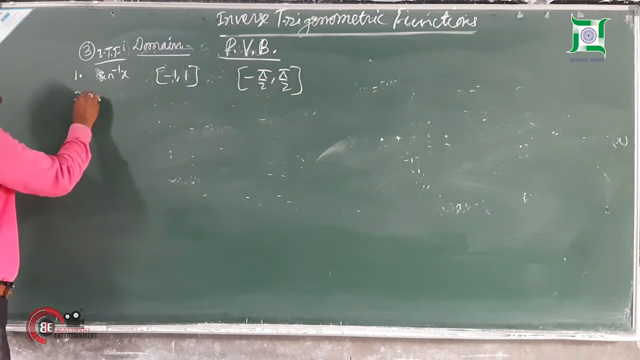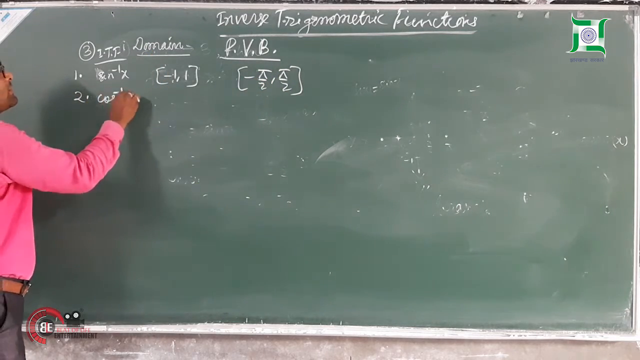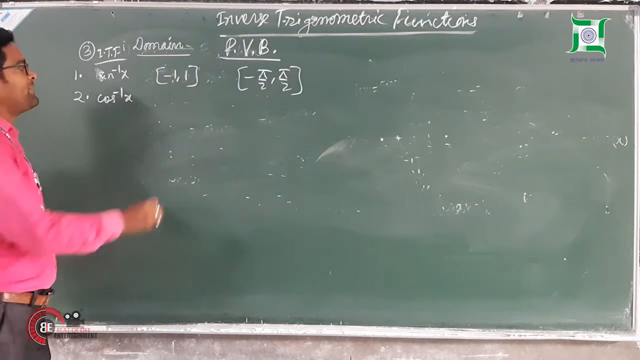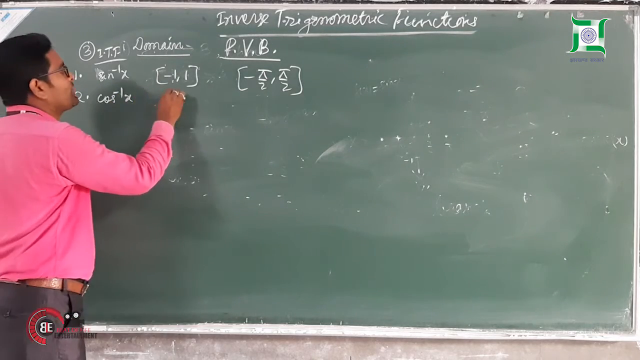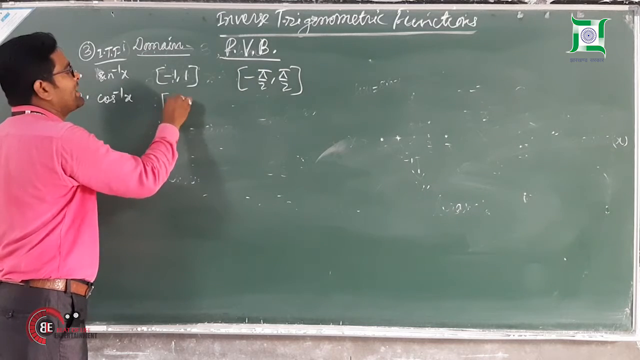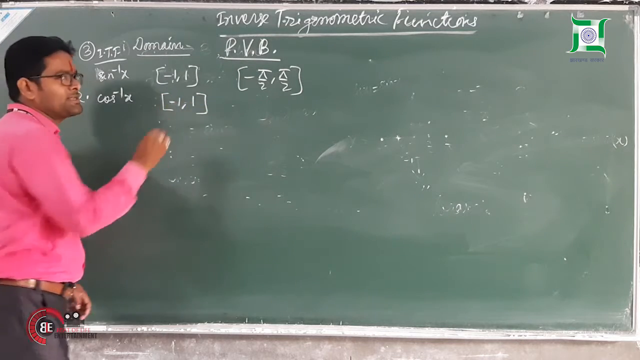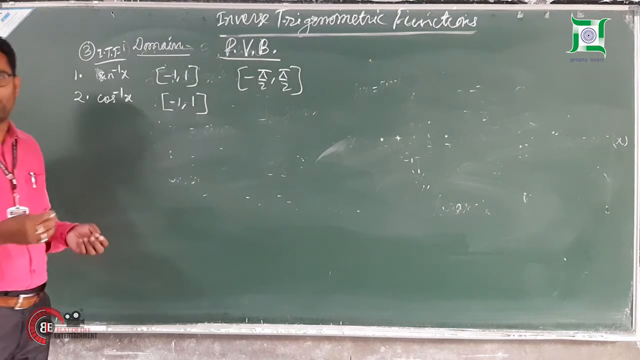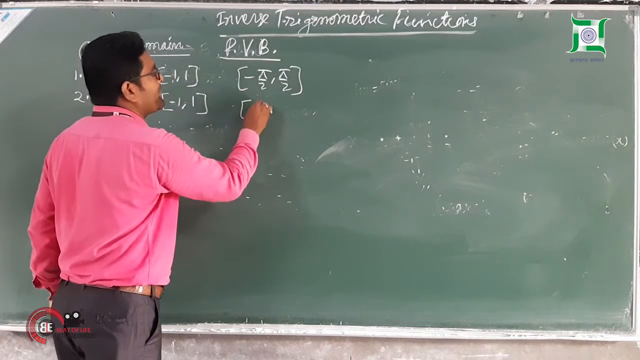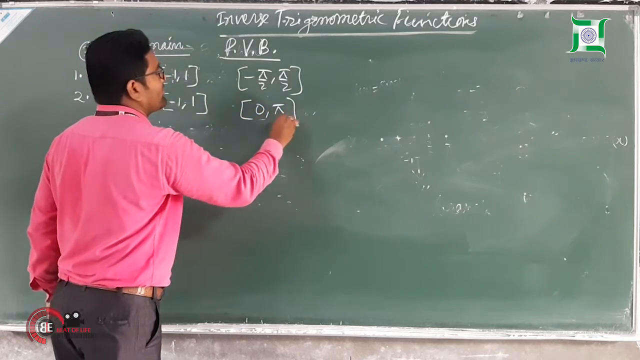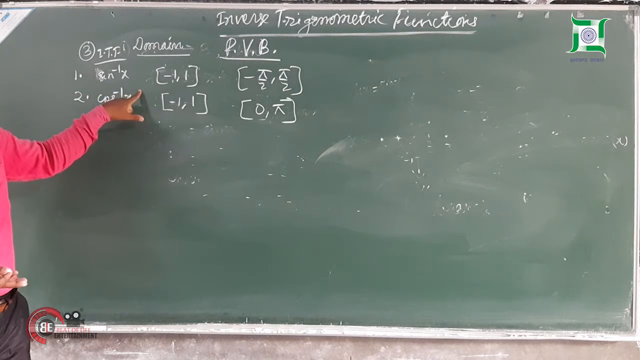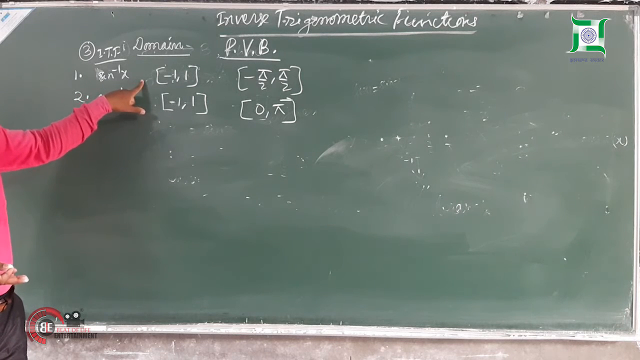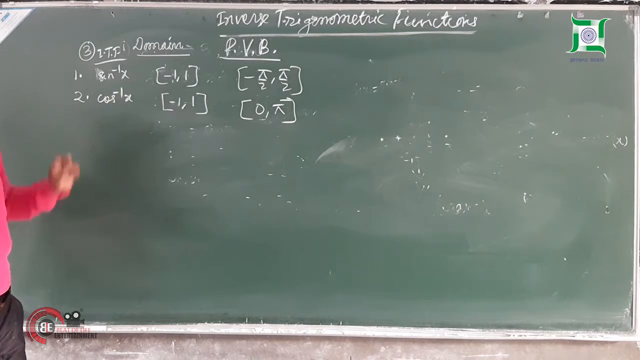After that, cos inverse x. Cos inverse x is having its domain and range in this way. We can have it minus 1 to 1 as the domain, and the range will be 0 to pi. We can define it in this way. As I have shown you for sine inverse x, we can prove it for cos inverse x also.